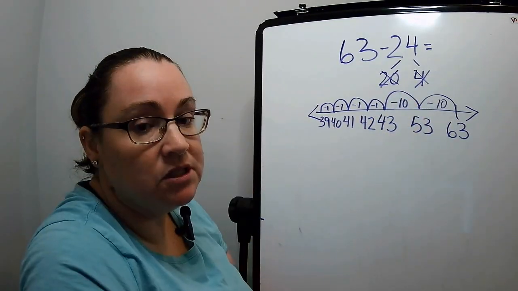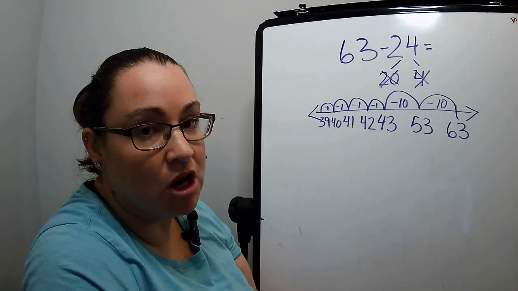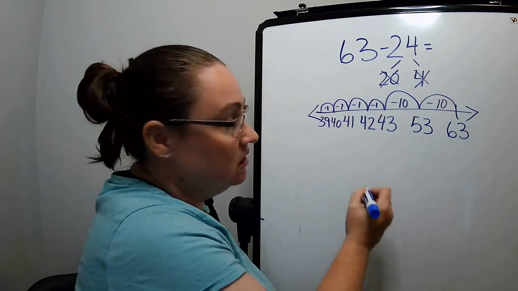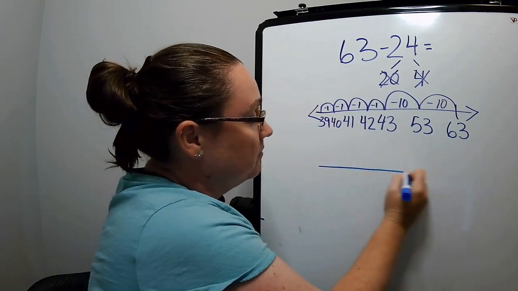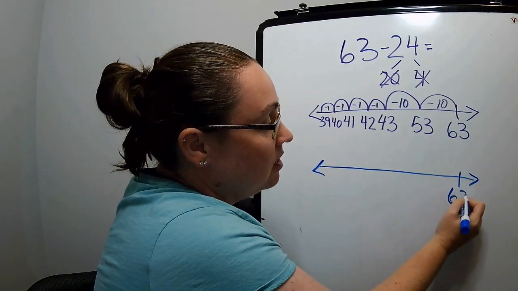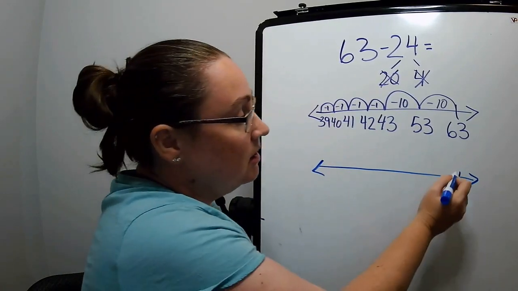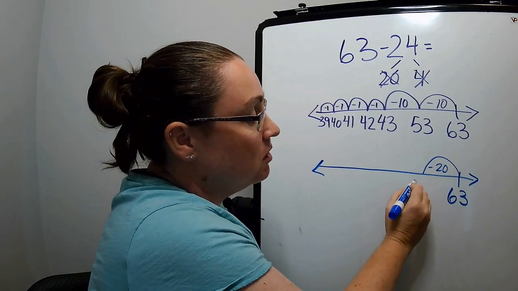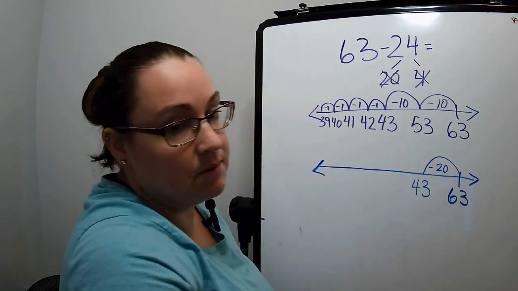Yes, I did. Some students might be ready to show jumps of 20 and jumps of 4 or different amounts instead of just tens and ones. So let's look at that. Again, I start with my number line. I put 63 on the right-hand side. Let's start with a jump of 20 this time. 63 minus 20 is 43.